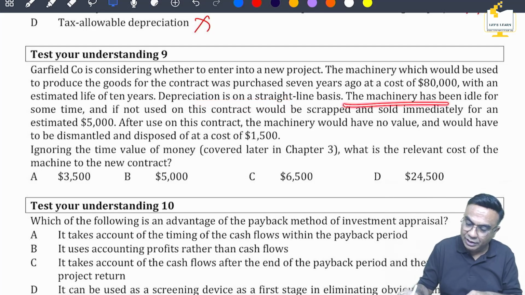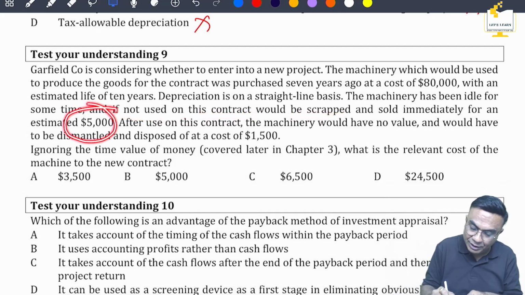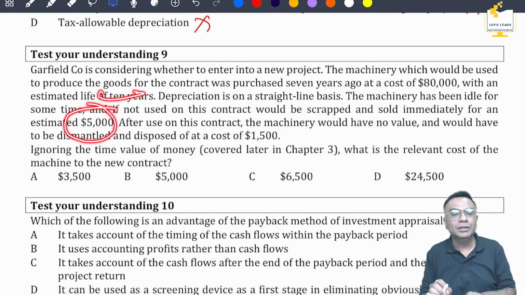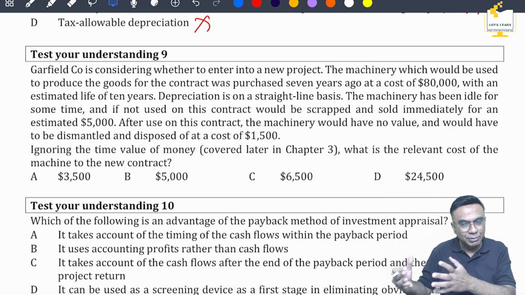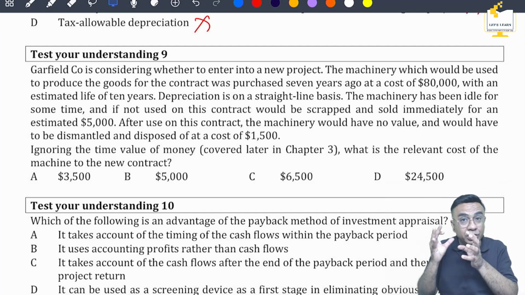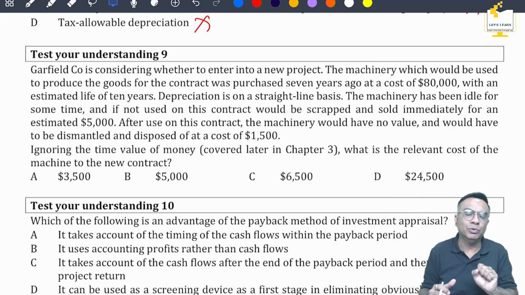The machinery has been idle for some time, and if not used on this contract would be scrapped and sold immediately for an estimated figure of $5,000. So $5,000 is the value of this machine today. Today I can sell the machine and get $5,000. So if you are using this machine for our new project, 5,000 is my outflow. This is relevant.